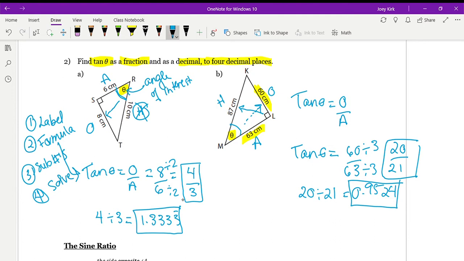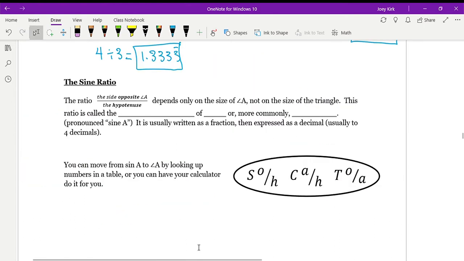All right. So next we have the sine ratio. There's going to be 3 ratios that we look at: tan, sine, and cos. So we're going to do the sine ratio next. For the sine ratio, we're going to look at the side opposite A, or opposite your angle, over the length of the hypotenuse. So the ratio, again, of the side opposite the angle A over the length of the hypotenuse depends only on the size of the angle. That's the only thing we care about.